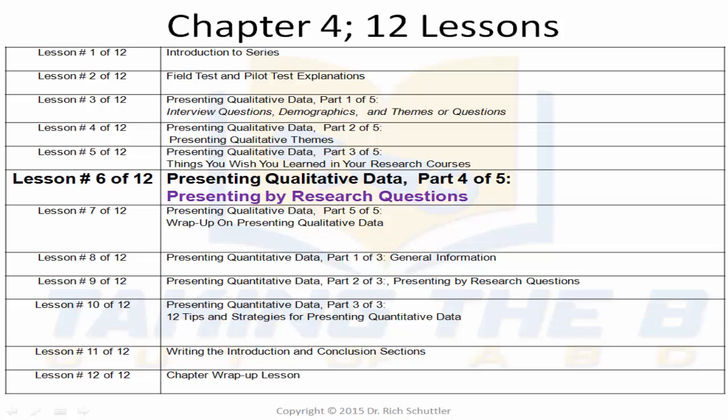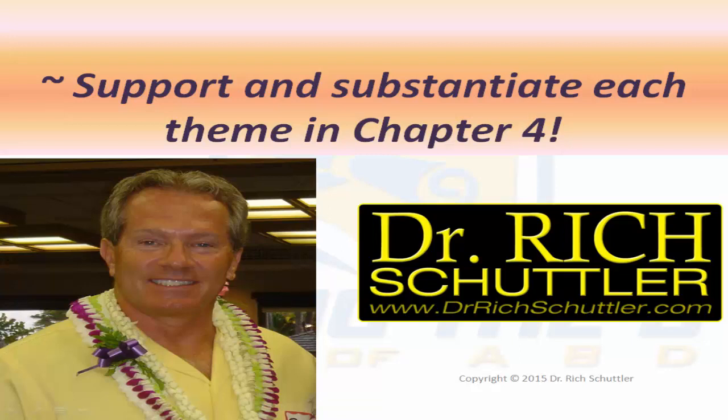There's no one way, and you may find it better and easier to present your data in Chapter 4 by the research questions as compared to presenting it by the themes that were generated. Support and substantiate each theme in Chapter 4, and you'll do fine. You will support that by giving quotes from the actual people you interviewed, because that's what's going to bring your themes and the data that you're presenting value for other people to learn from.